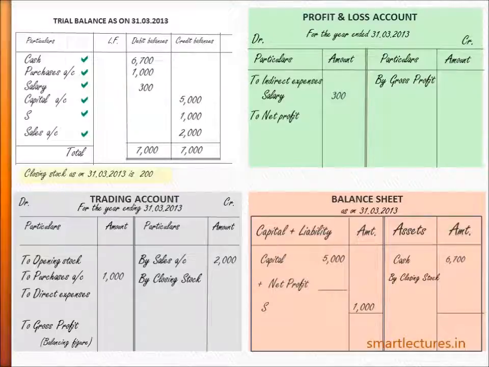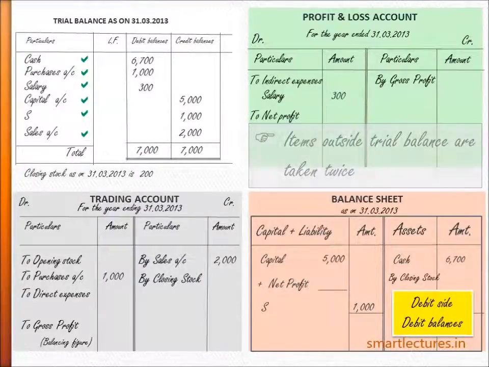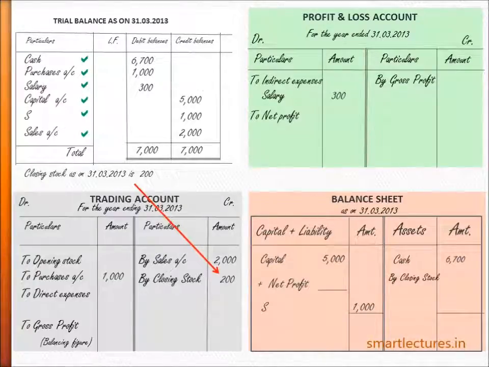And there was one more item in the footnotes of trial balance, that was closing stock rupees 200. If you take any item which is not included in the totals of trial balance, that will have a double hit. So it will hit the credit side of trading account and debit side of balance sheet. Debit side of balance sheet means asset side of balance sheet. So write down closing stock on the credit side of trading account rupees 200 and closing stock on the asset side of balance sheet, rupees 200.